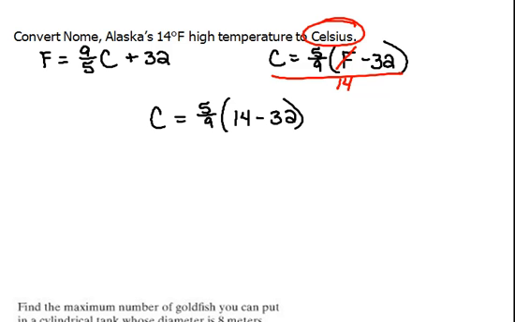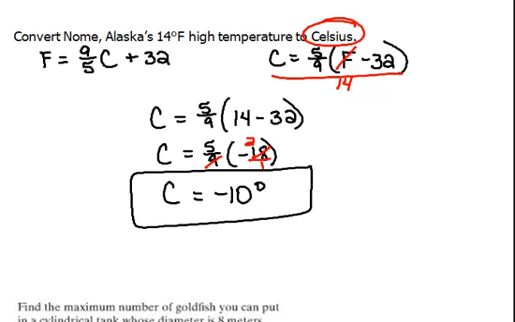Then we can look at order of operations to help us finish this out. We need to do our parentheses first. So Celsius will equal 5/9 times negative 18, since 14 minus 32 is negative 18. If you need to put that over 1 so you can see the fractions, that's okay. Then 9 goes into 18 two times. So 5 times negative 2 is negative 10 degrees. That tells us that our temperature in Celsius is negative 10 degrees, when the Fahrenheit temperature is 14.